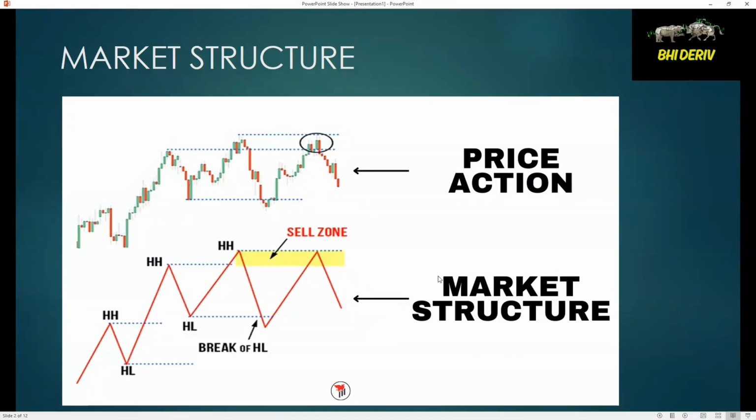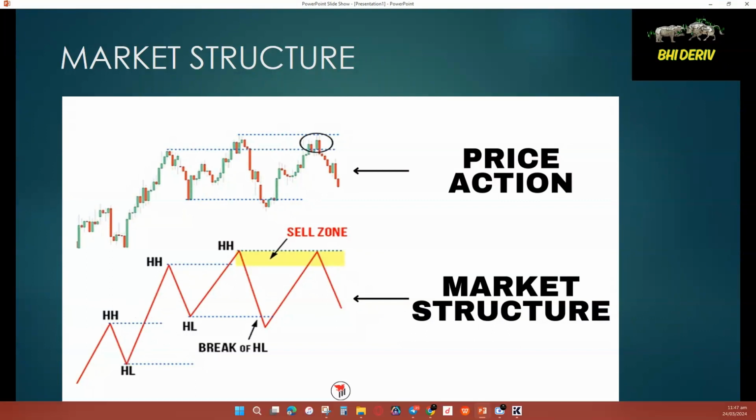So look at here, we have market structure here. You can see we have higher high, higher low. Anytime you get a higher high and a higher low, that is automatically an uptrend. And if it is a lower high and lower low that keeps forming, that is a downtrend. When you don't have any of that, then you have a consolidating or a non-trending market.